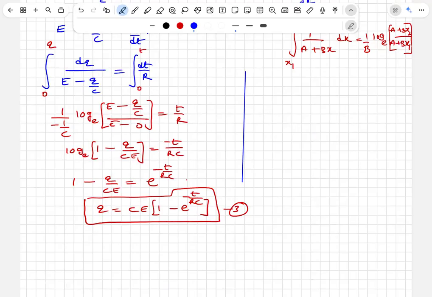What is RC? Suppose you take the capacitor as 1 microfarad and the resistor as 1 farad. RC is how much? 1 microsecond. For that, 1 second itself is a very long time.